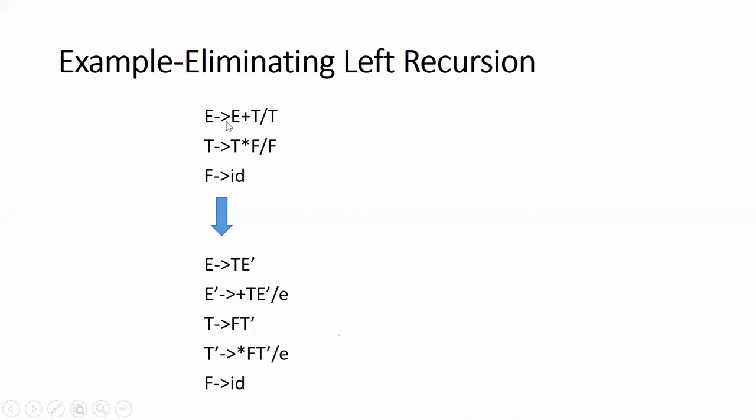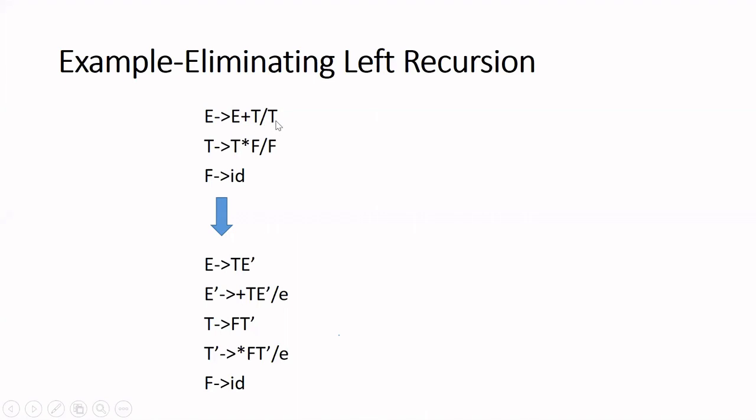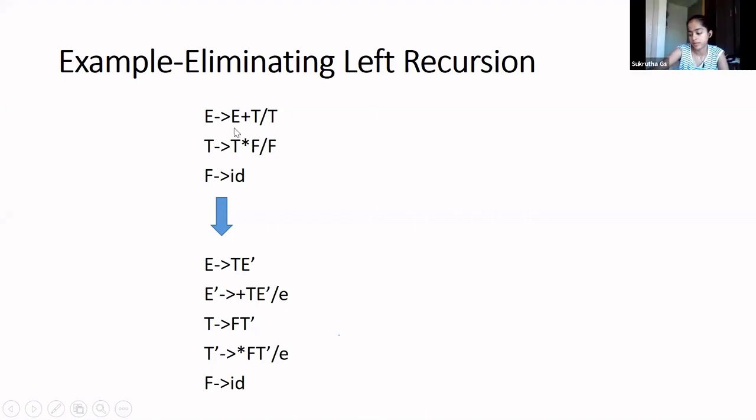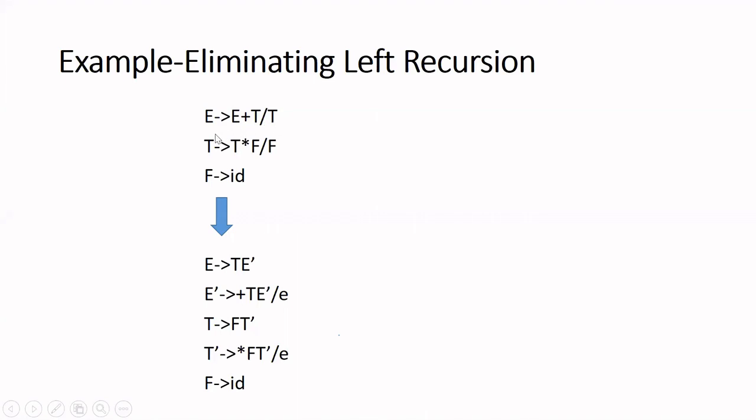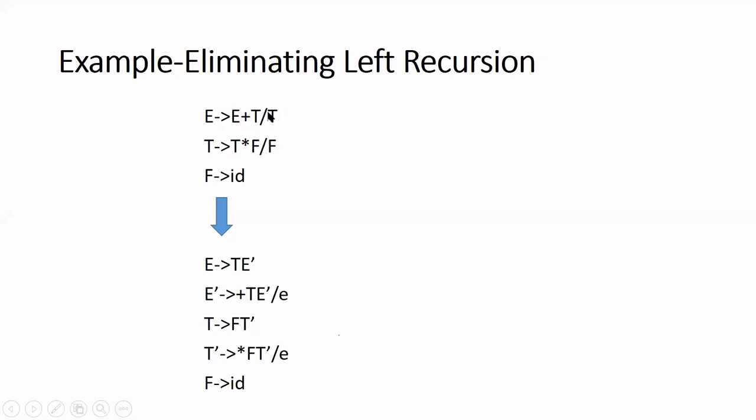So A derives A alpha, where plus T is alpha. This plus T totally is alpha, and this single T is called beta. When you rewrite this, how do you rewrite? A derives A alpha or beta. What is A? A is E. Alpha is plus T and beta is just T here in the first production.